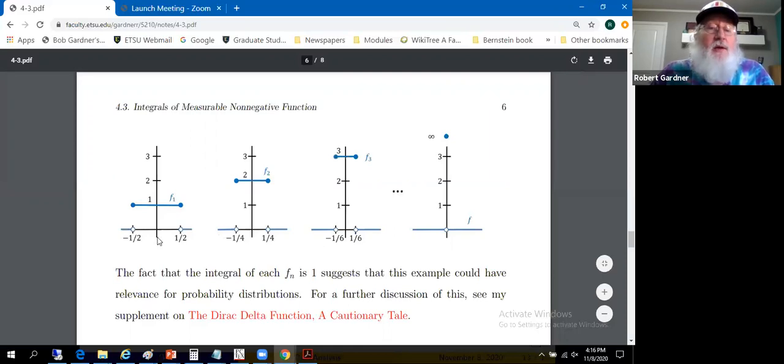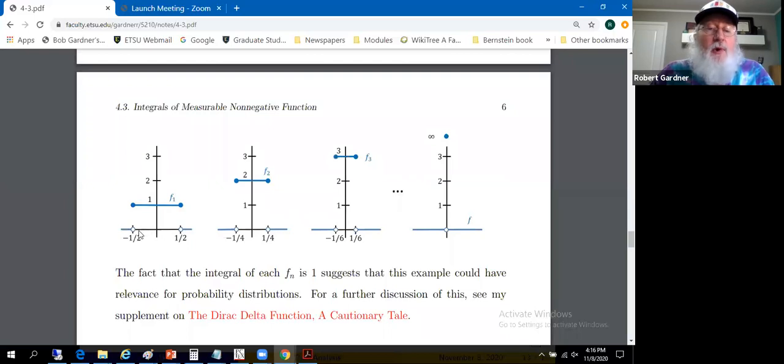By the way, this is a poor scale, but the areas under these things are always 1. This is 1 unit wide and 1 unit tall. So the area under this, the integral, is 1. The Riemann integral is 1. This is 1/2 wide and 2 tall. Okay, the area under is 1. This is 1/3 wide and 3 units tall. Area under is 1, and so forth. So we're always getting an area of 1.